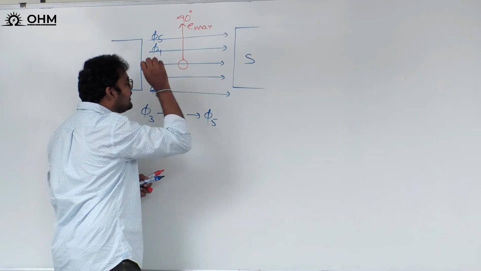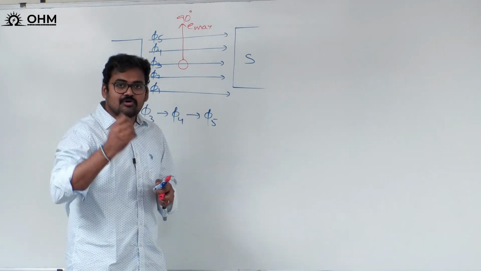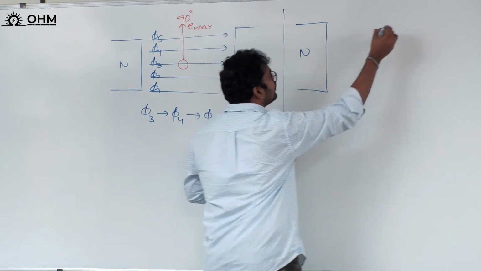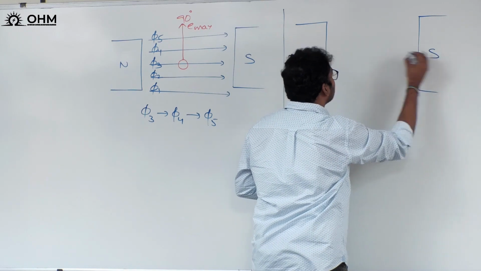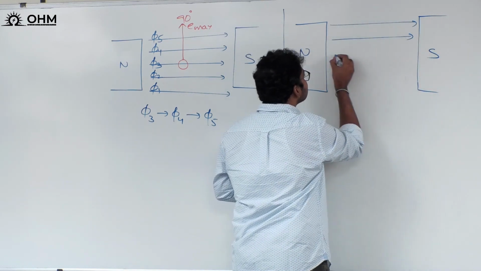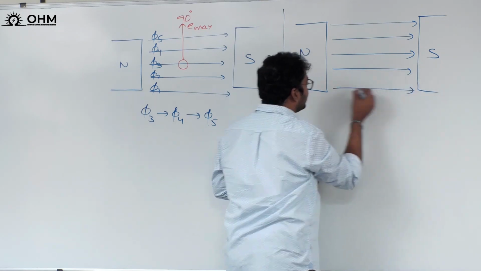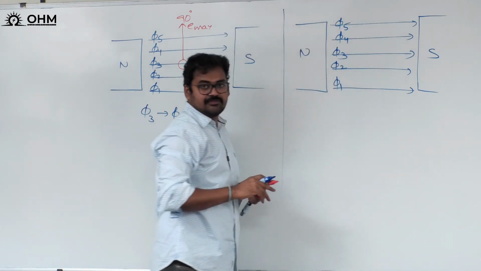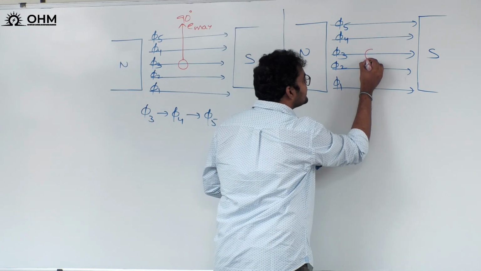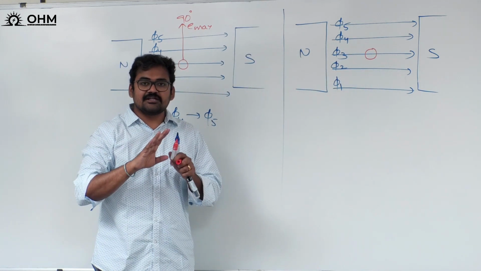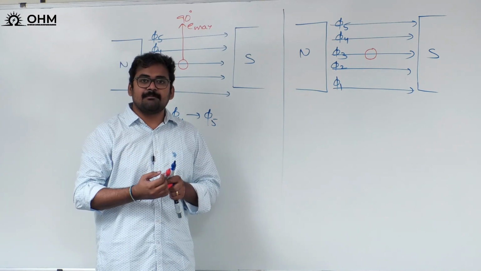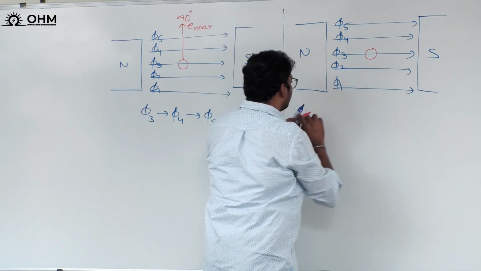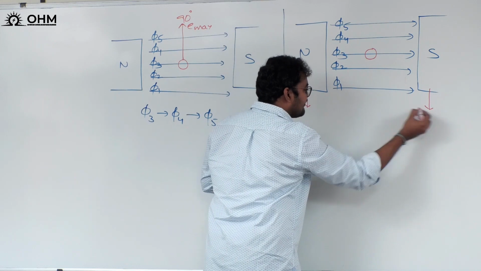Now a similar kind of dynamically induced EMF can be produced in one more way also. Look at this. Assume we have another system where two poles are available, north pole and south pole. Same number of flux lines are there: phi 1, phi 2, phi 3, phi 4 and phi 5. Imagine there was a conductor located on the third flux line, but this time the conductor is not moving; rather, the magnetic field is moving.